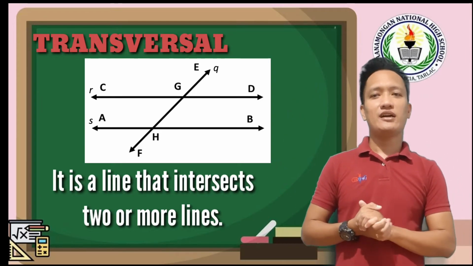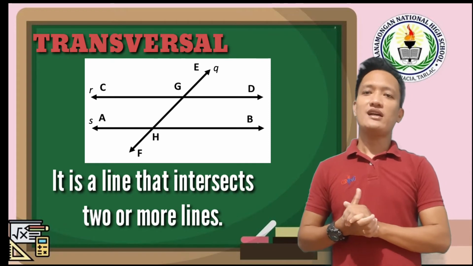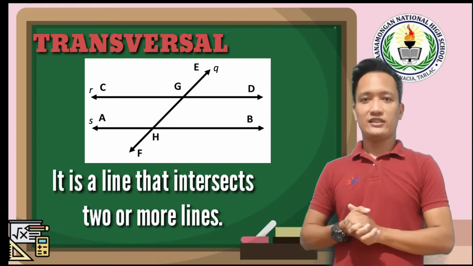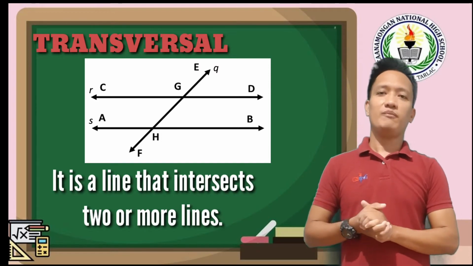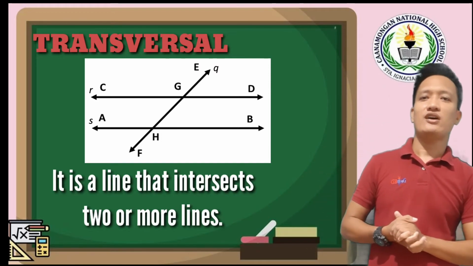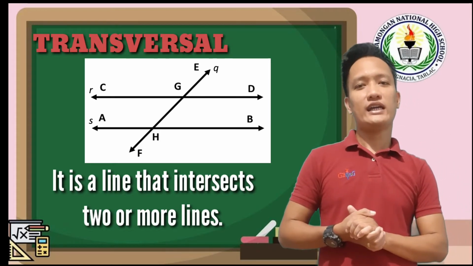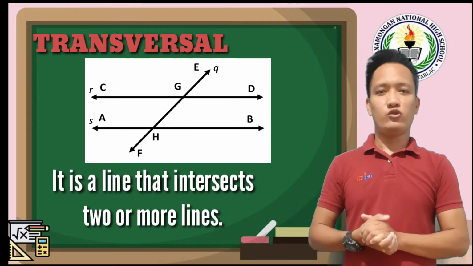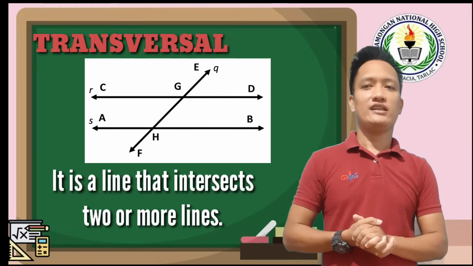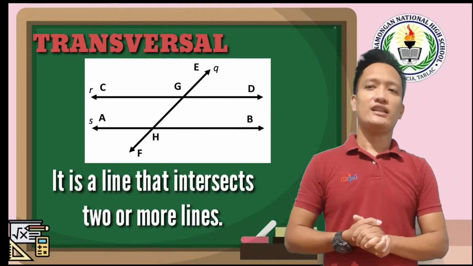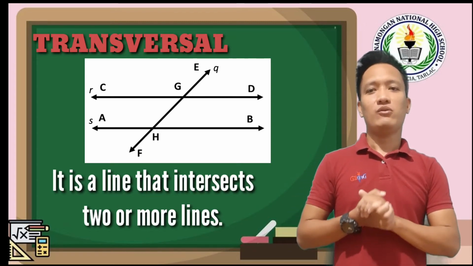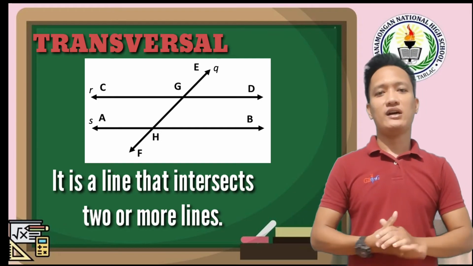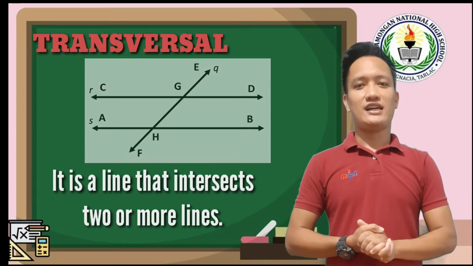So, saan dyan ang parallel lines? Ang parallel lines dyan ay ang line R and line S. Parallel silang dalawa. And, nasaan ang transversal? Our transversal, yung line na nagko-connect sa kanilang dalawa is line Q. So, tama. That is line Q. Ganun ang definition ng ating transversal. Basta dalawang parallel lines at merong nag-intersect na line sa kanilang dalawa, that is a transversal.